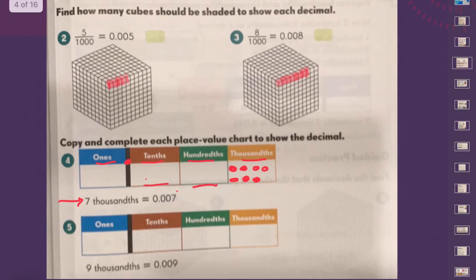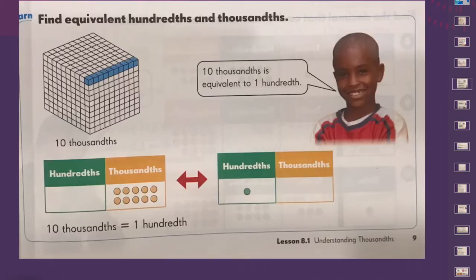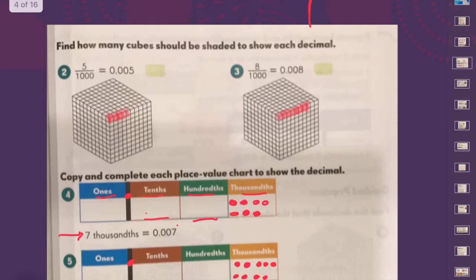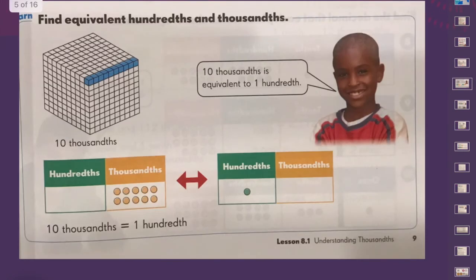And if we had 9 thousandths, again, the decimal point, no tenths, no hundredths, but we have 9 thousandths. There's our 9 thousandths. So now that we've talked about what a thousandth looks like and how we can visualize that with a model and visualize it also with a place value chart, now I want to talk a little bit about how place value works with decimals.